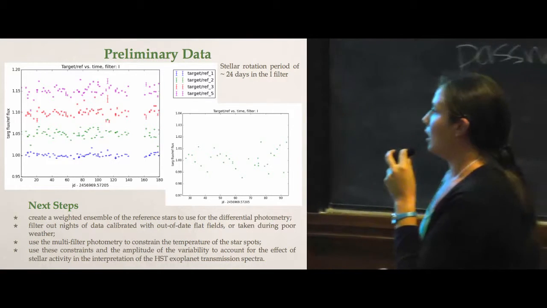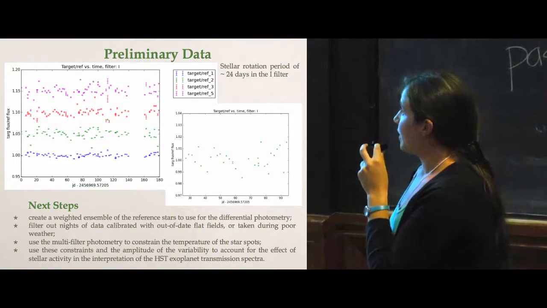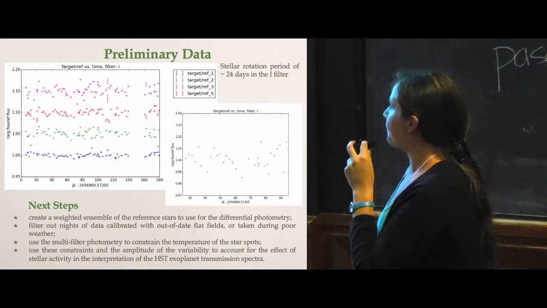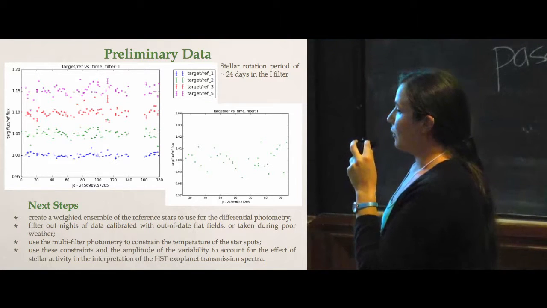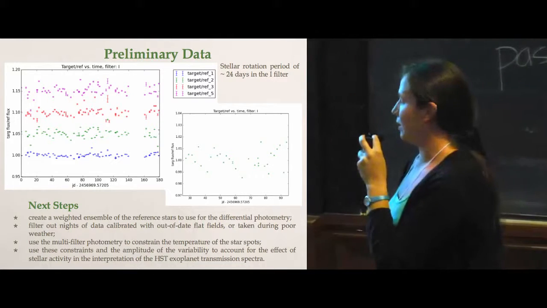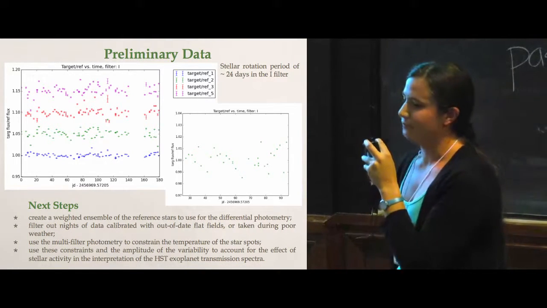Then we will use the multi-filter photometry to constrain the spot temperatures. So this is in the I filter, but we also have data in the R and V. And finally, we will use these constraints and the amplitude of the variability to interpret the Hubble data and take into account the stellar activity.